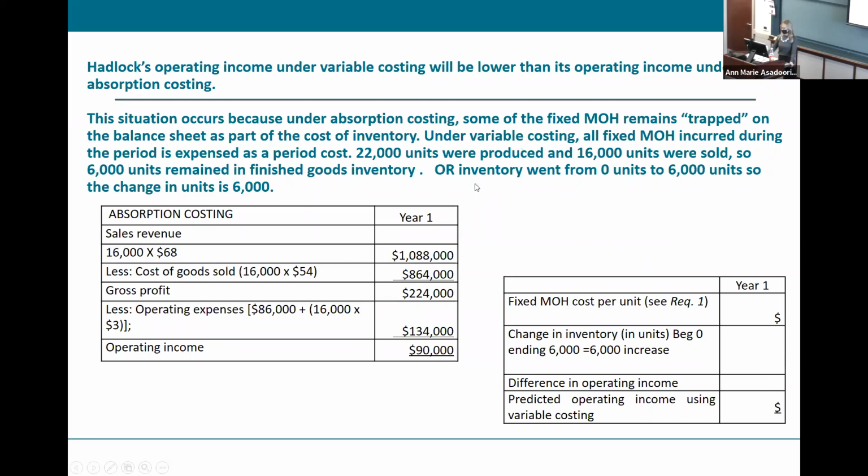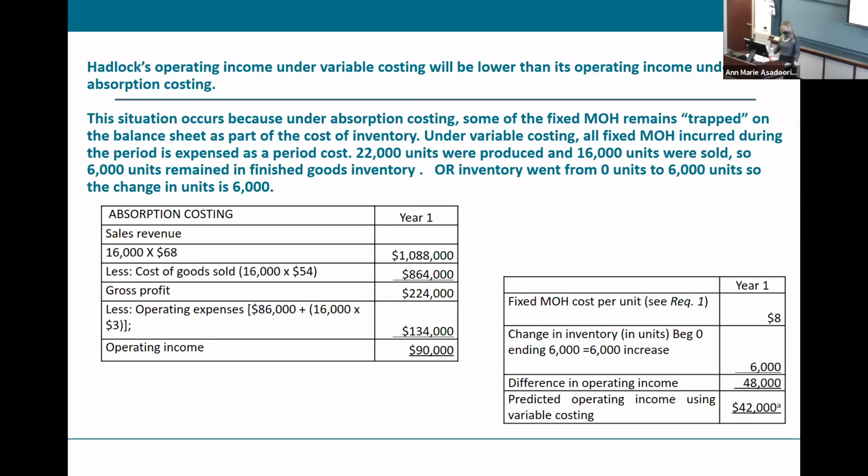Right, so if I'm going to do it that way, what I'm going to say is that fixed factory overhead we said was $8 per unit, right? We took our $176,000 and we spread it out over 22,000 units produced, and each one has an extra $8 of fixed factory overhead tied to it. Then I'm going to look at my change in inventory.